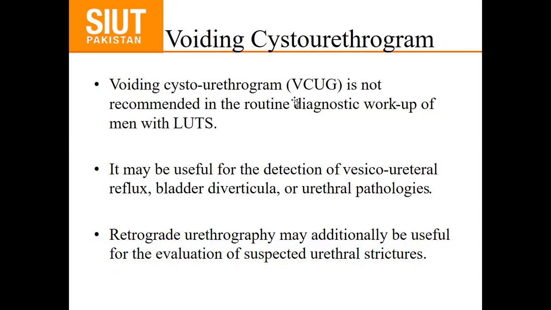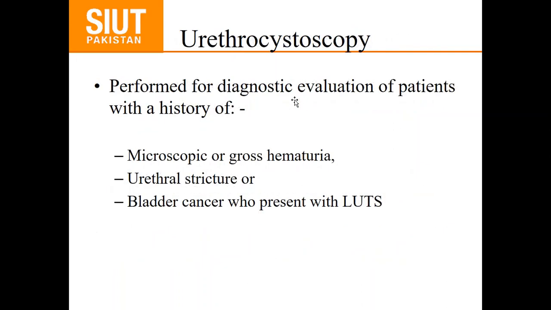The next imaging investigation is voiding cystourethrogram. Voiding cystourethrogram is not recommended in the routine diagnostic workup of men with lower urinary tract symptoms. It may be useful for the detection of vesico-ureteric reflux, bladder diverticula, or urethral pathologies. And retrograde urethrography may additionally be useful for evaluation of urethral strictures if they are suspected. Urethrocystoscopy is performed for diagnostic evaluation of patients with a history of microscopic or gross hematuria, urethral stricture, or bladder cancer who present with LUTS.